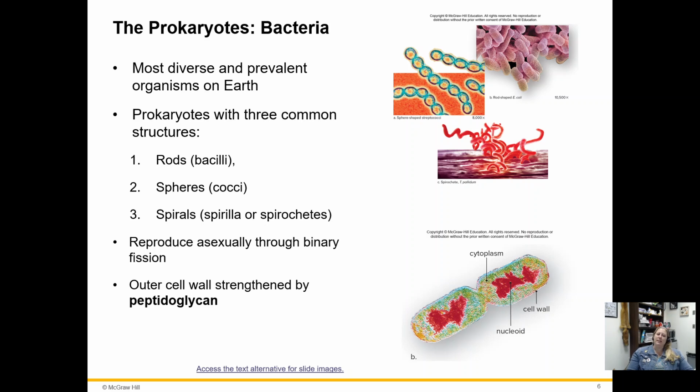Bacteria reproduce asexually through binary fission, which is a kind of mitosis. I have that in picture B here. You can see that pinching of that cytoplasm and that division into two cells. And then the outer cell wall is strengthened by something called peptidoglycan. Now, not all bacteria cells have peptidoglycan, but a lot of them do. And that peptidoglycan can be a very useful differential tool if we're trying to determine if it's something that's bacterial and what kind of bacteria.